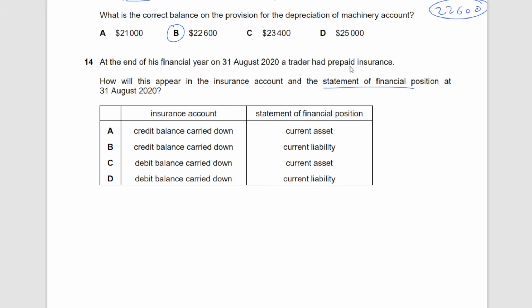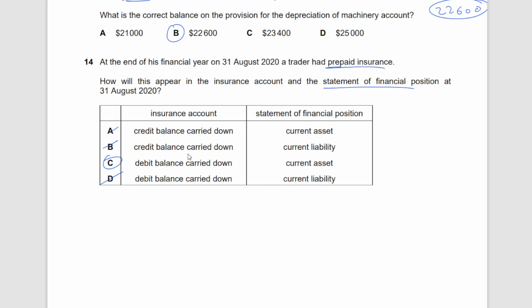So this is prepaid insurance, and prepaid insurance is, as I said, sort of a current asset for you. So it will be a debit balance in the insurance account. All right, it will be debit balance to show it's a current asset. And well, if you know one thing, you know the other, obviously, right? If you know it's a debit balance, you know for sure it's a current asset. It cannot be a debit balance and a liability. This one makes no sense at all.